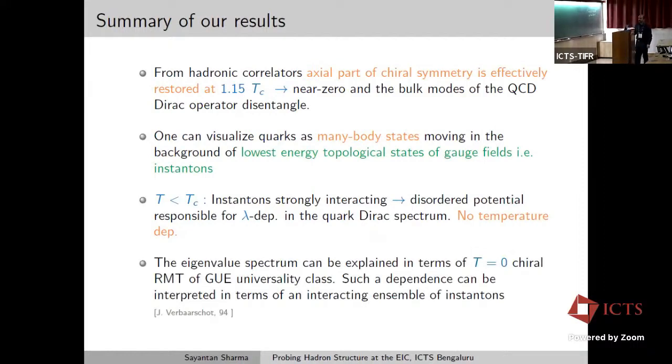So this is our conclusion: the eigenvalue spectrum can be explained in terms of zero temperature chiral random matrix theory of a certain universality class. And people have tried to explain such kind of dependence. There have been attempts to understand this in terms of an interacting ensemble of instantons, etc. But then one would like to understand whether these kind of topological constituents exist or not.